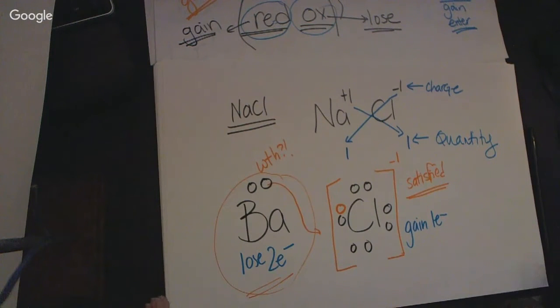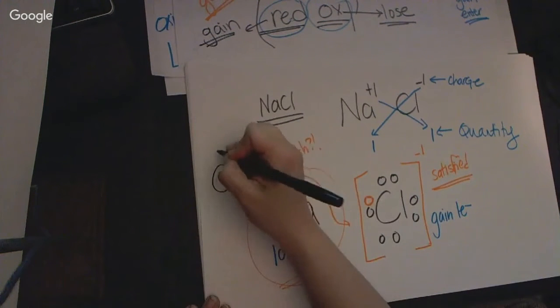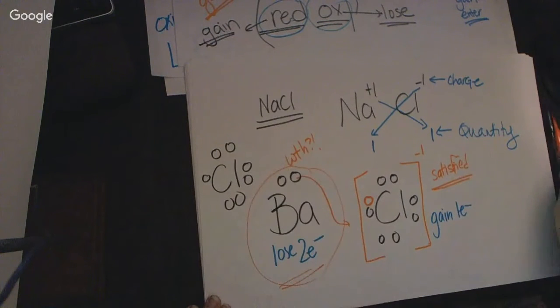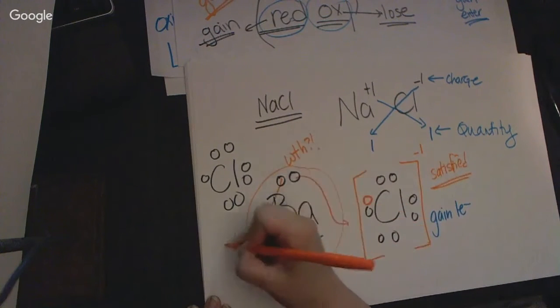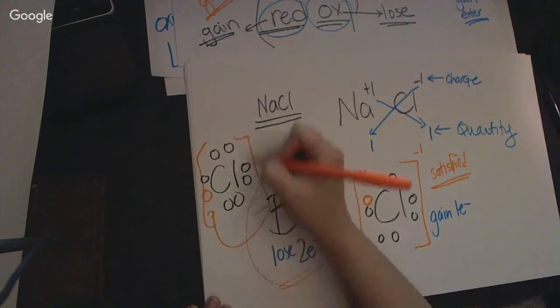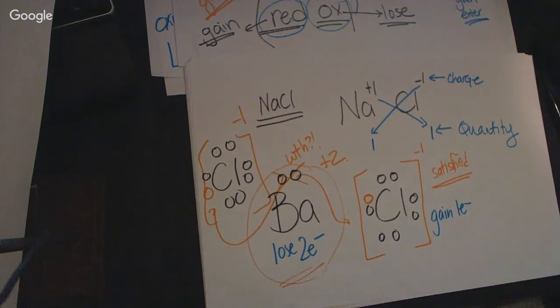In order to make this a happy situation, we actually need a second chlorine or somebody else to fully satisfy barium's valence. So the barium sends his electron over to this second chlorine. The chlorine gains that electron. This barium now has a +2 charge, and this is now satisfied.